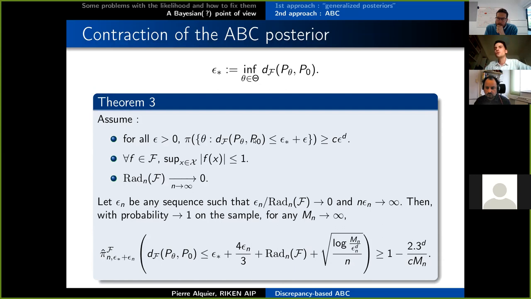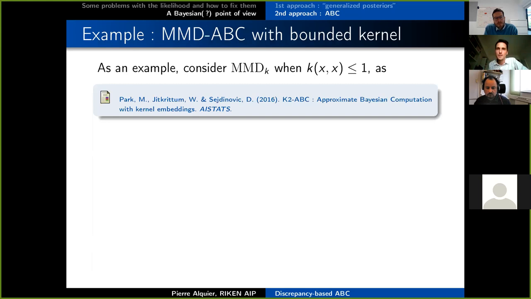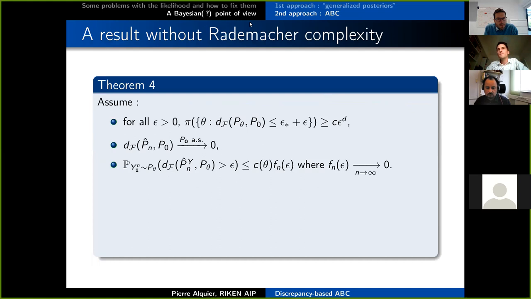I will provide a very convincing example, I hope, that if you remove the assumption that the Rademacher complexity goes to zero, then obviously it will work well for some distributions and less well for other distributions. But I will just state the equivalent result first. So essentially, if you don't have the Rademacher complexity, what you have to do is check by hand rather than relying on heavy theoretical tools. You have to prove by hand that if you sample y from p theta, then the distance between the empirical distribution of y and p theta will contract to zero. And it's not always the case.